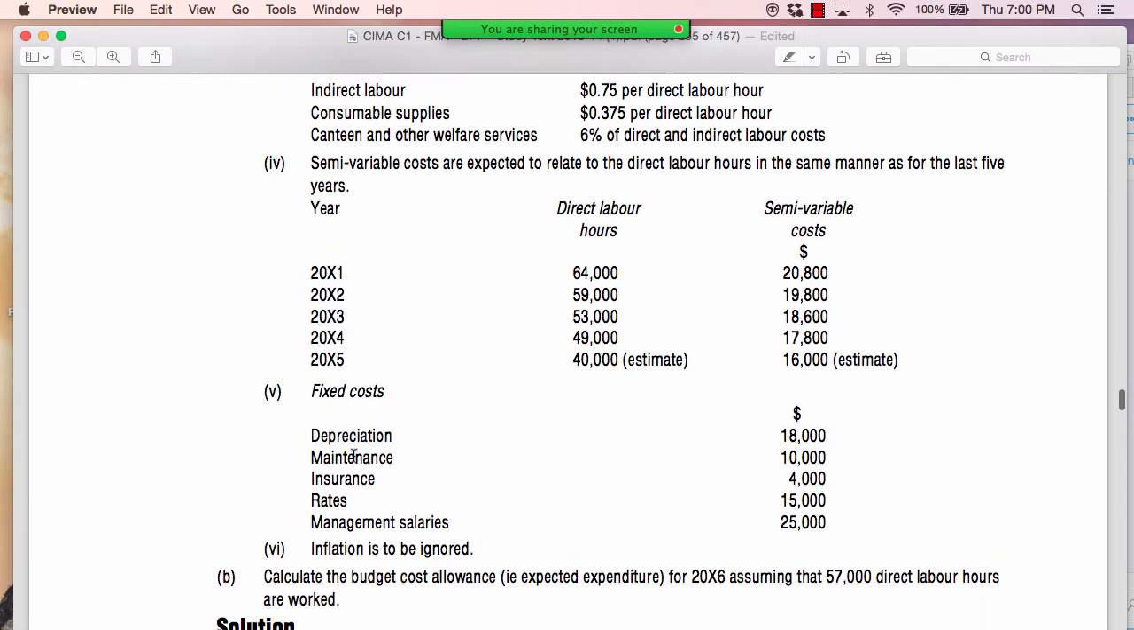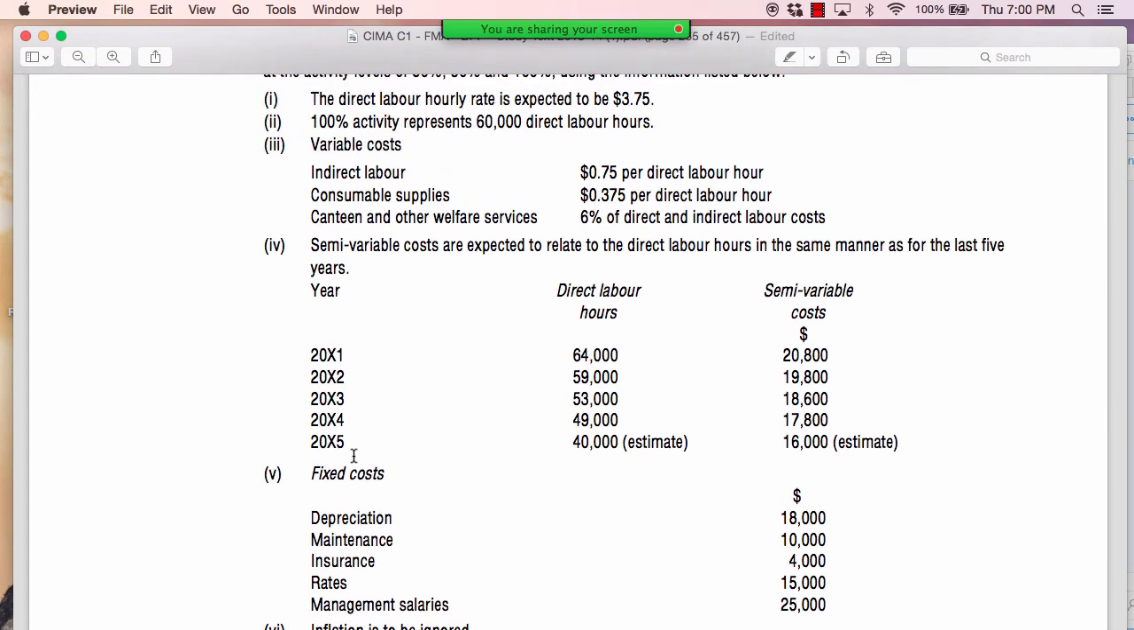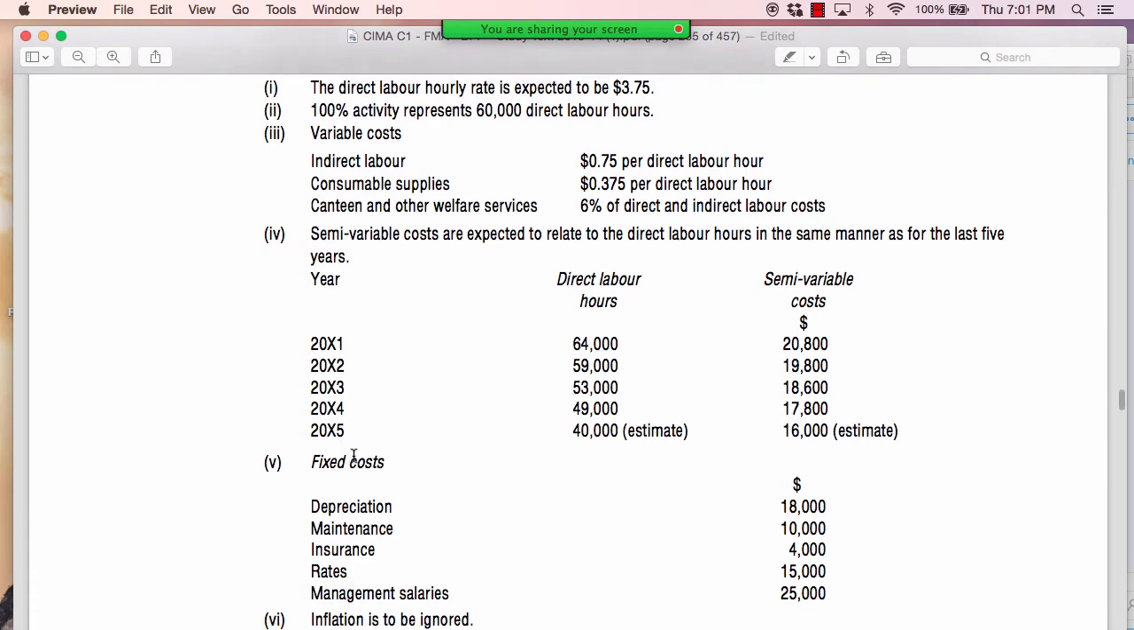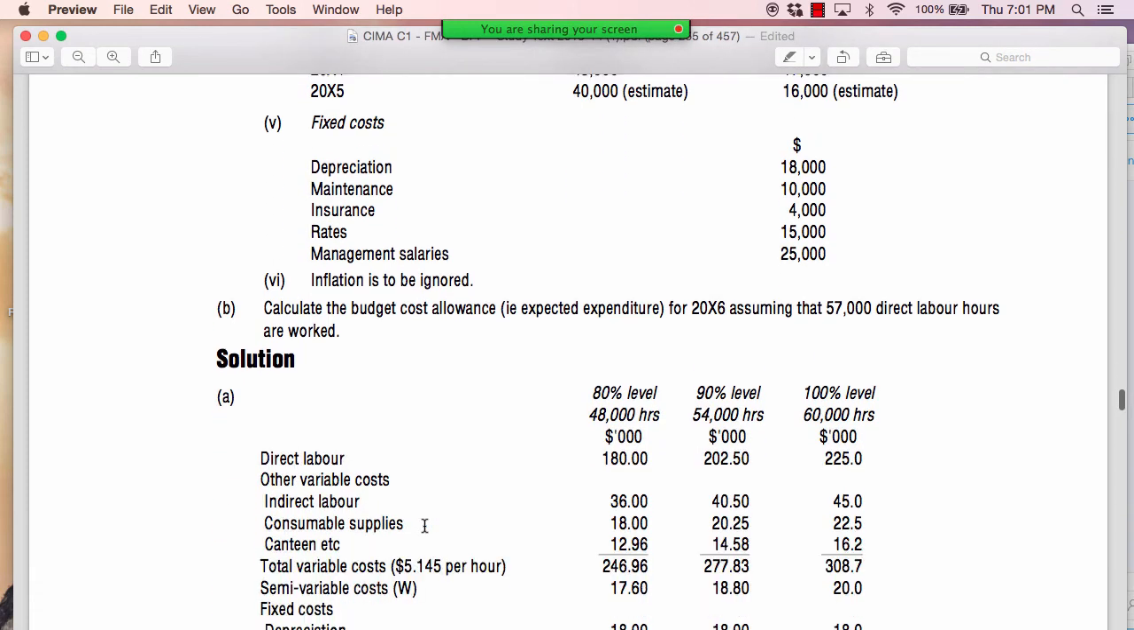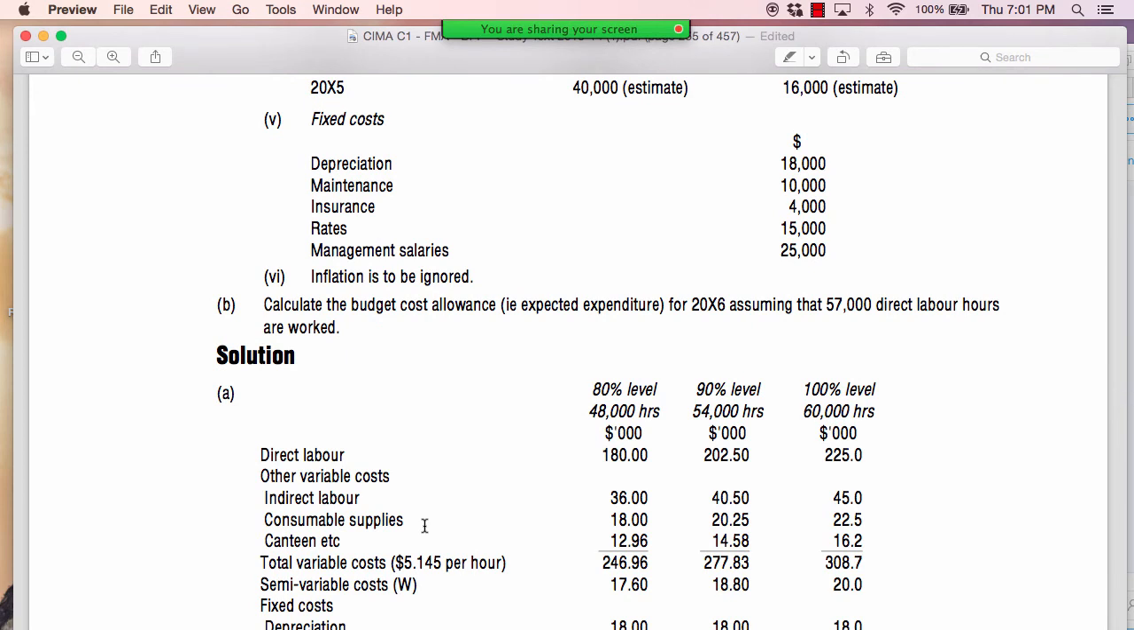So then they have also given the direct labor hour rate, consumable supplies per direct labor hour, and canteen and other welfare services. They're all linked to the direct labor hours. Look at that. So they have given you the fixed cost. Irrespective of which 80, 90, 100%, this is your fixed cost. Now they're asking you to calculate the budget cost allowance for 2006, assuming 57,000 direct labor hours are worked.